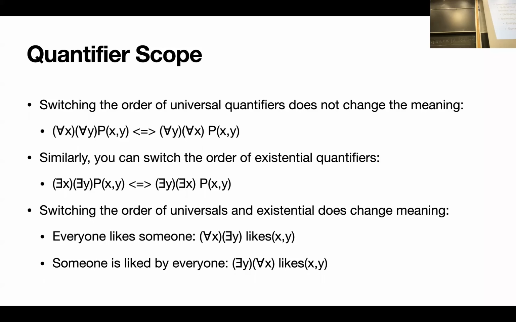So in general, the universal and existential quantifiers are not commutative. Something very important, they are not commutative. You cannot flip around their order. It will change the meaning of the sentence. You can do these two, but not this one.